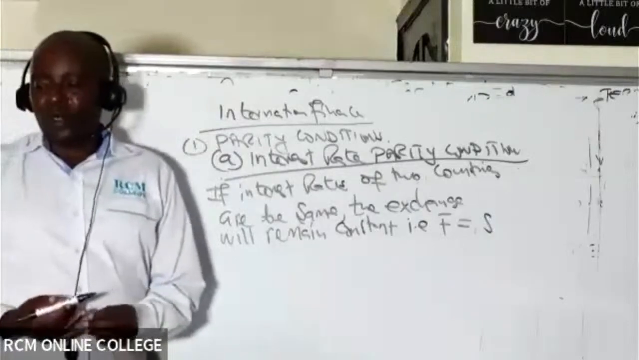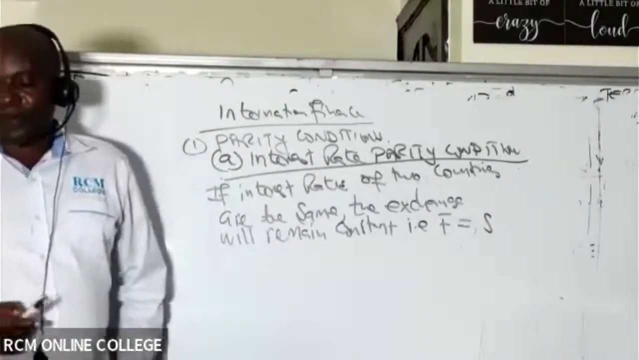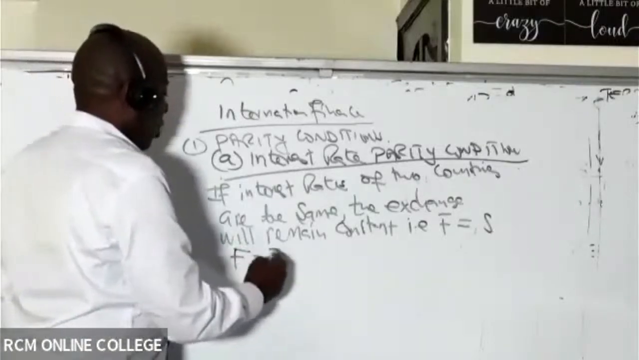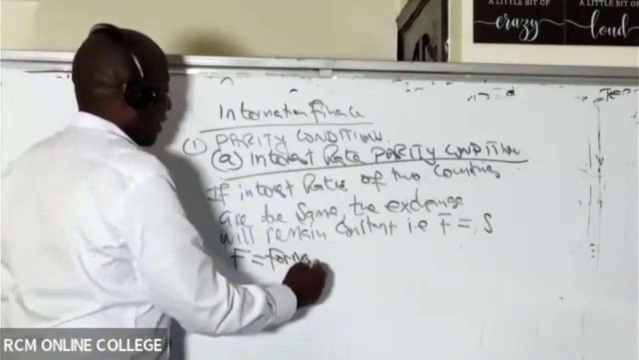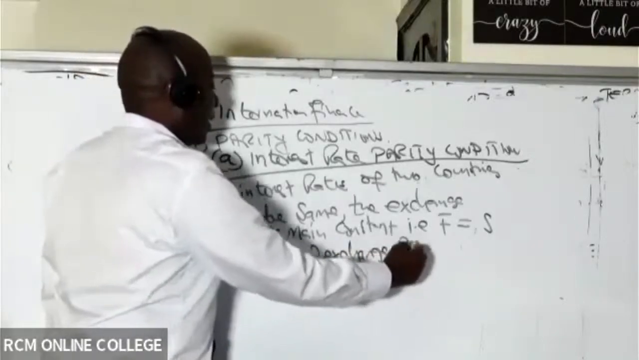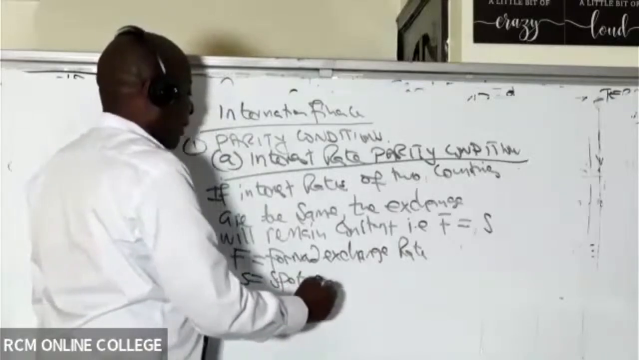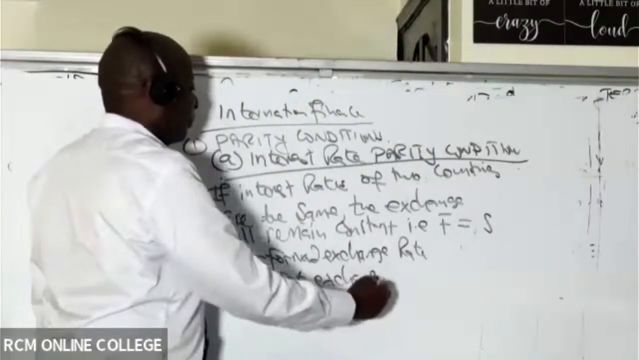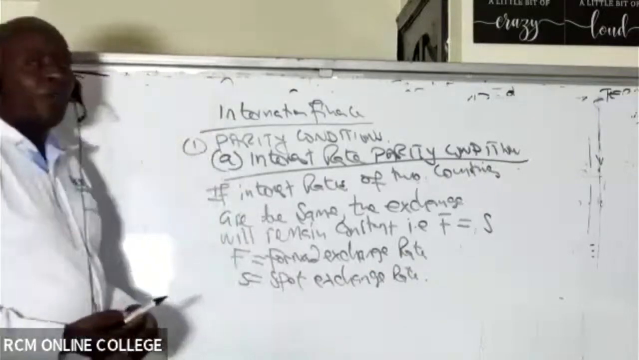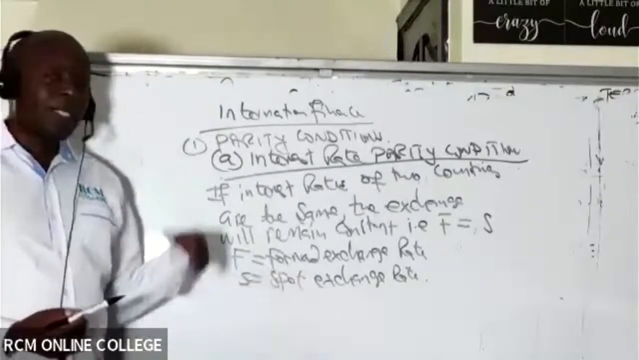F will be equal to S, where F is the forward exchange rate, and S is the spot exchange rate. So remember, spot means what here? Today's exchange rate. This spot means today's exchange rate.